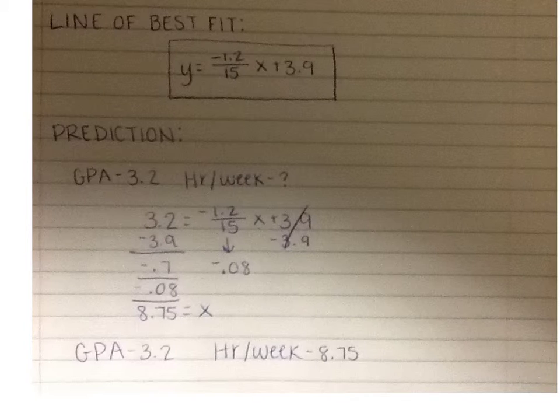When you plug in your answer from your point slope formula, this is the equation that you end up with for your line of best fit. You use this equation to plug in either an x or a y value to find a point on your scatter plot. I chose to plug in a y value of a GPA of 3.2 to find out the number of hours per week of TV watched. When you do out the equation, you get an answer of 8.75 for an x value, which means that if you watch 8.75 hours of TV, you can approximate a GPA of 3.2.